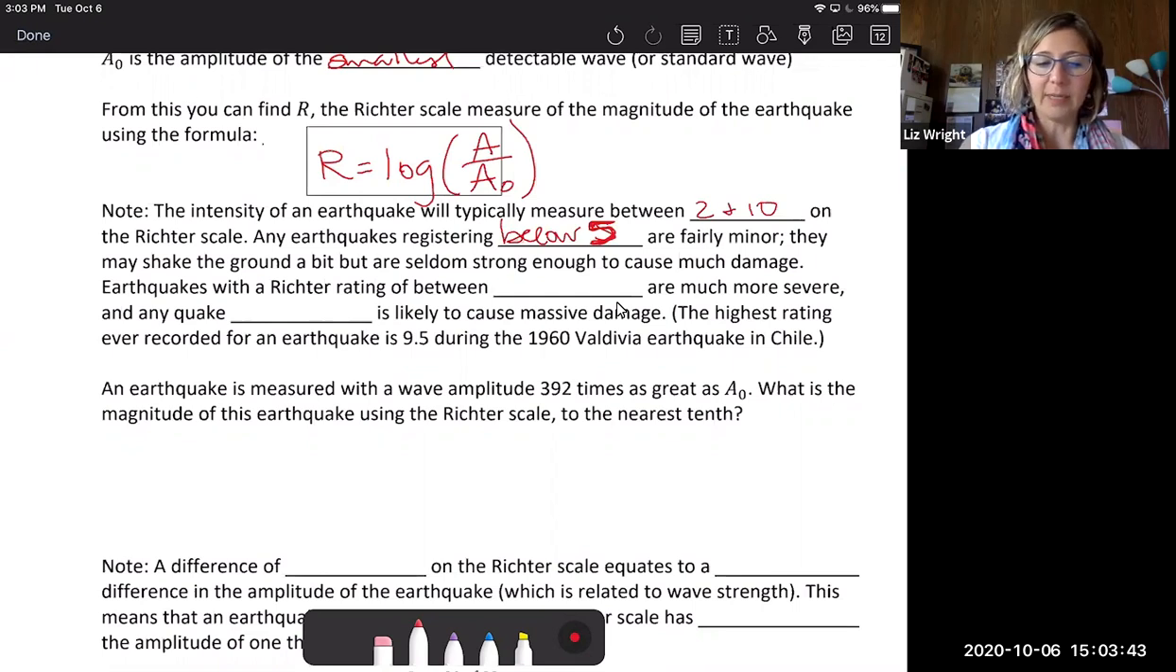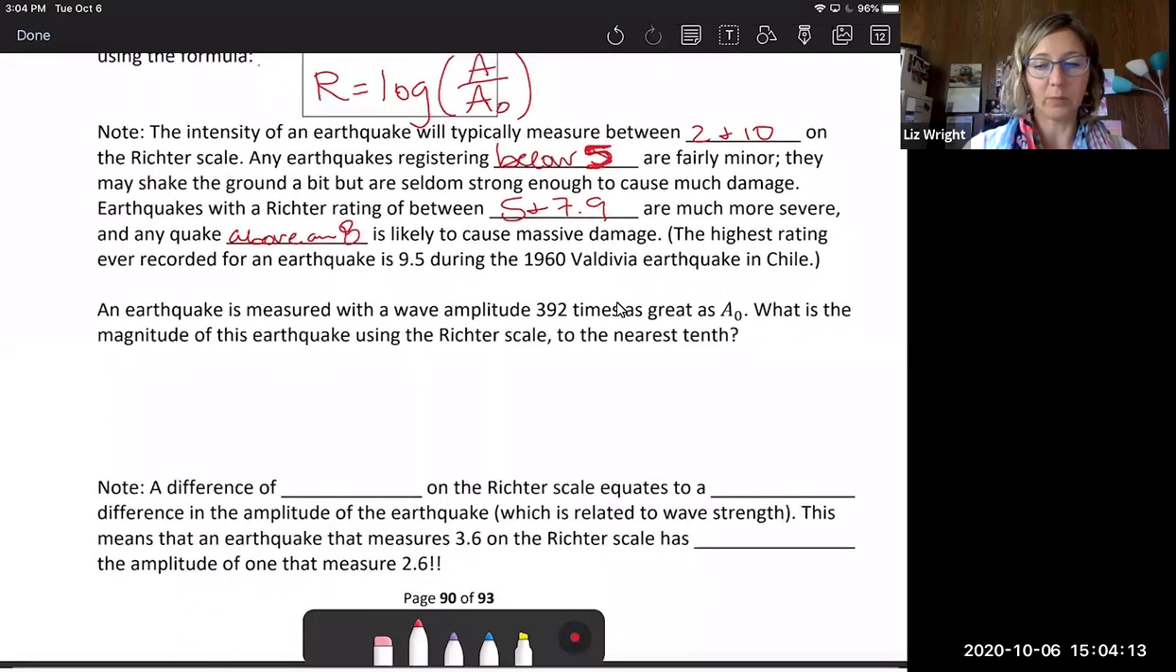But anyway, it says they may shake the ground a bit, but are seldom strong enough to cause much damage. True, that's exactly what happened. Earthquakes with a Richter scale rating of between 5 and 7.9 are much more severe, and any quake above an 8 is likely to cause massive damage. At the time of recording, the highest ever recorded was a 9.5 in 1960, occurring in Chile.